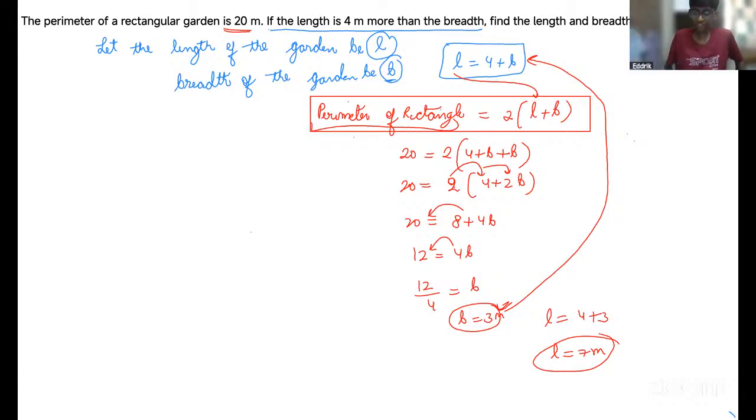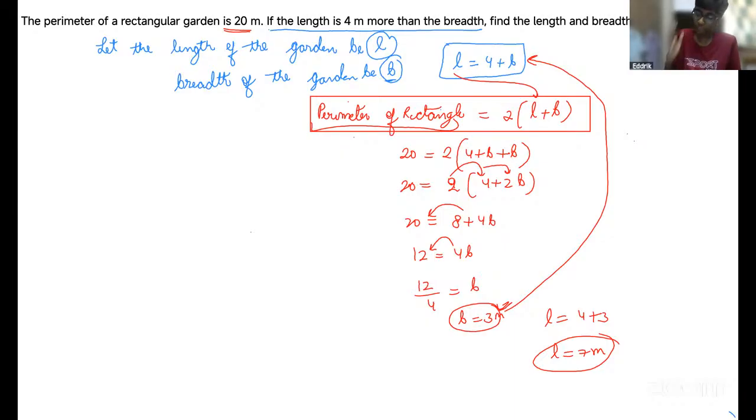Sir, I did it a different way, sir. In a different way? What way did you do? Okay, so first I took x equal to y plus 4, x minus y equal to 4. Then 2 into L plus B equals 2 into x plus y equals 20. So 2x plus 2y equals 20.